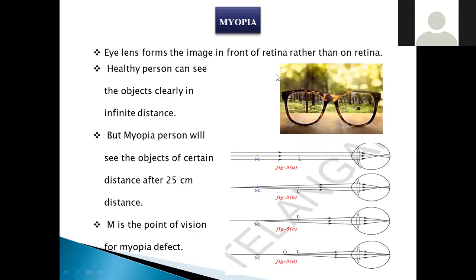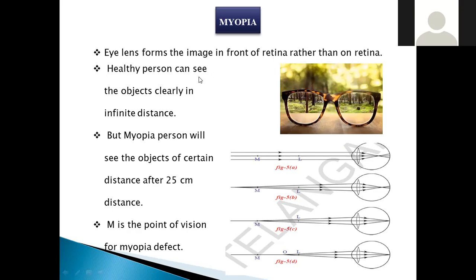The eye lens forms an image in front of the retina rather than on the retina. This is the main cause of myopia. So the lens is not in the fixed position. Lens orientation is also not in the fixed orientation. So in that case, what happens? The image will not fall on the retina, and that picture will not be captured by the retina.